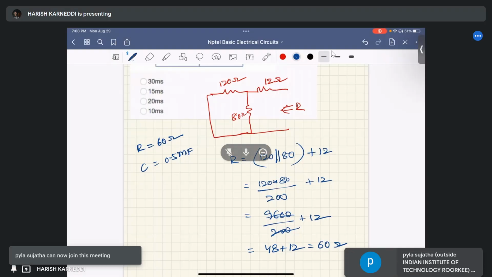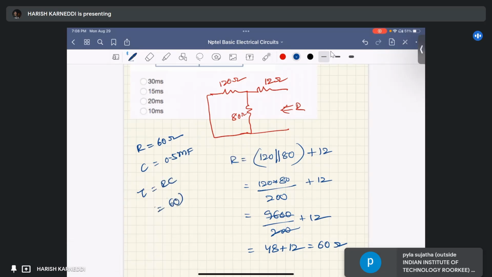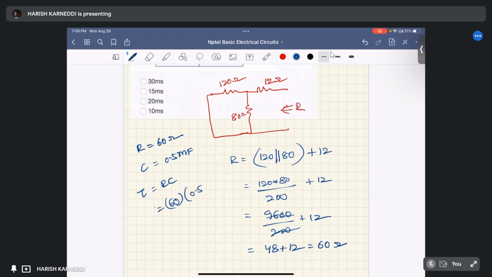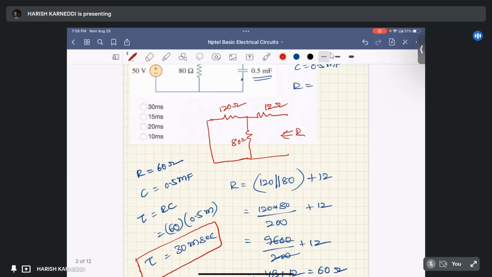So the time constant tau equals R into C, that is 60 into 0.5 milli. So it is 30 milliseconds, right? So the time constant, equal to this R into C, is 30 millisecond. This is option A.